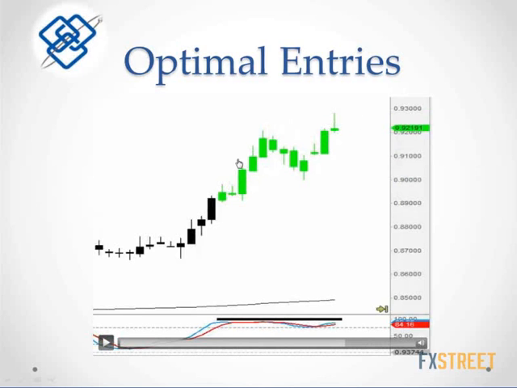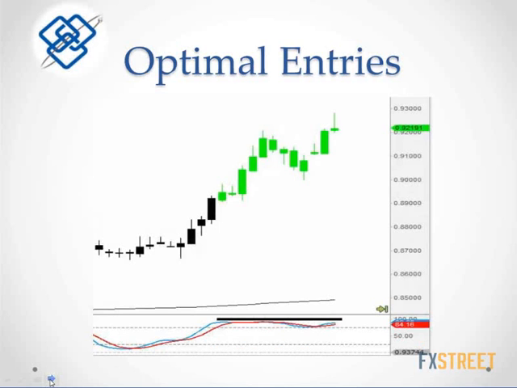So what we're looking for is a continuation pattern. This is a flag, a break of a round number. Now, this doesn't just have to be a round number. This could be the weekly 200 moving average, the daily 200 moving average, a pink line. It could be any major support level or resistance level. So what we're looking for is a break of that resistance level, a pullback, and then the next breakout. The next breakout is our entry point.